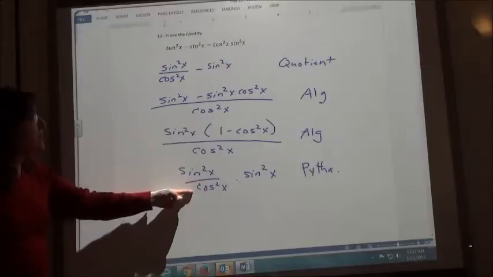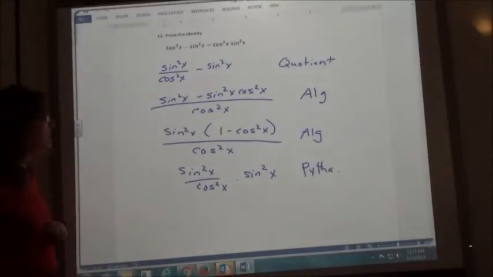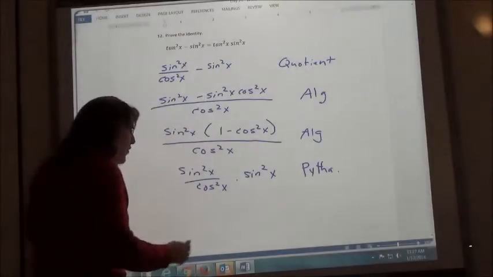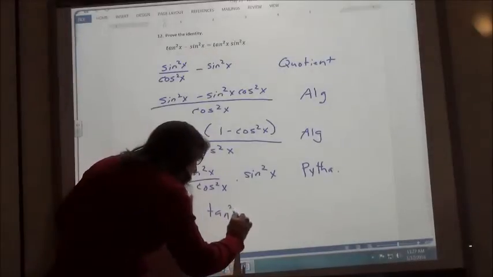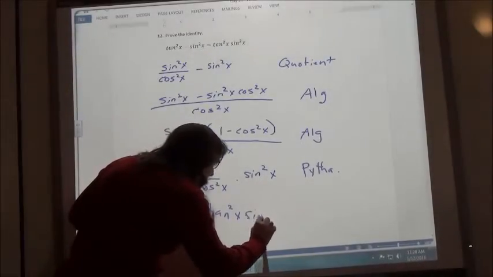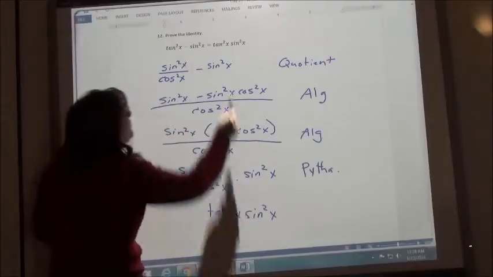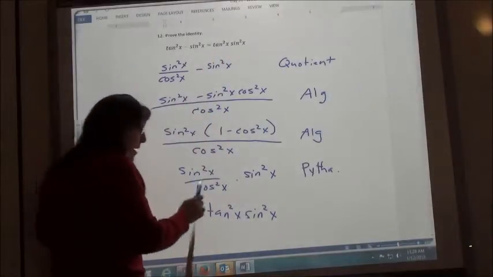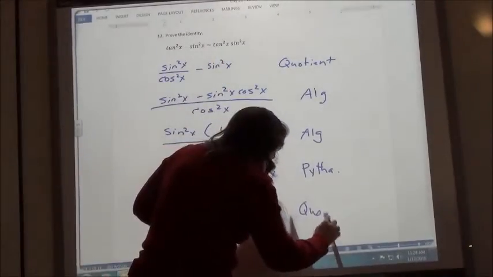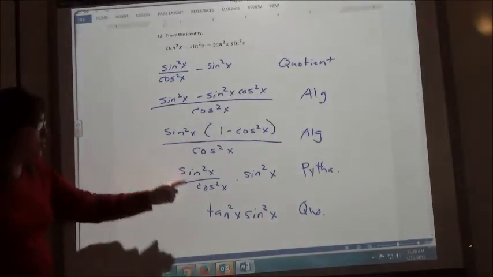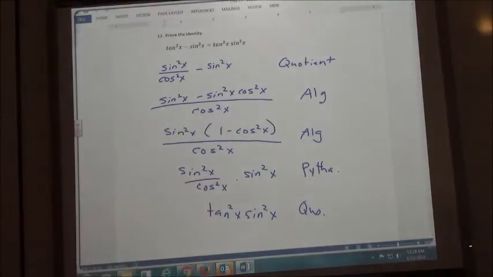Sine squared over cosine squared, that's one of my quotient identities. Sine squared over cosine squared is tangent squared. So I get the tangent squared of x, sine squared of x, which is what I want, by using my quotient identity in order to replace the sine squared over the cosine squared.